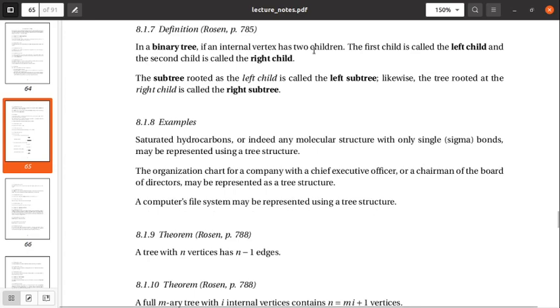Okay, so in a binary tree, back to definitions. In a binary tree, if an internal vertex has two children, the first child is called the left child, and the second child is called the right child. The subtree rooted at the left child is called the left subtree, and that rooted at the right child is called the right subtree. So just like we had subgraphs, we can have subtrees, and in this case, because there's this hierarchy going from parents down to their children and so forth, and to further descendants, you can just consider the subtrees rooted at any interior node.